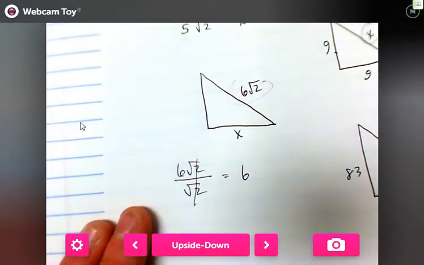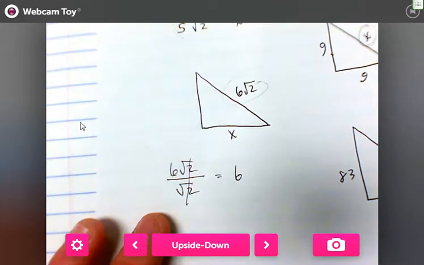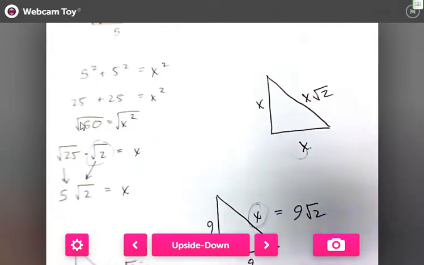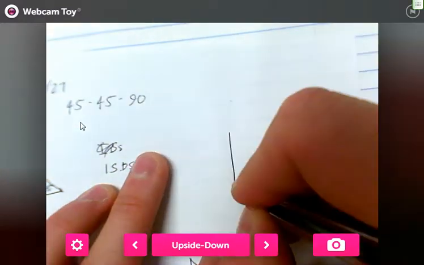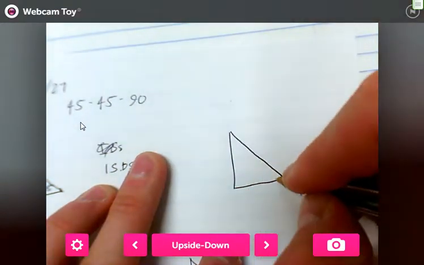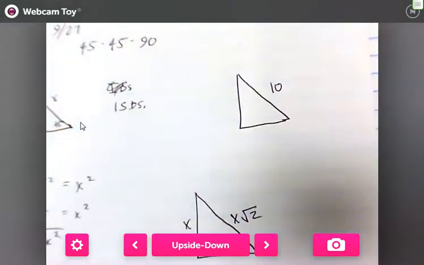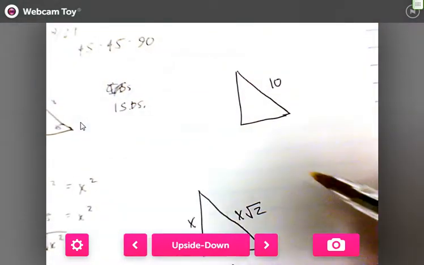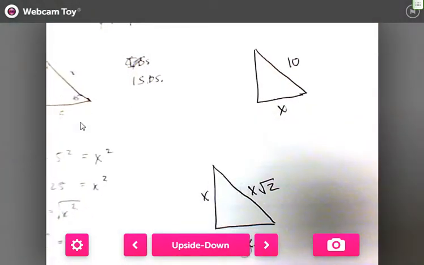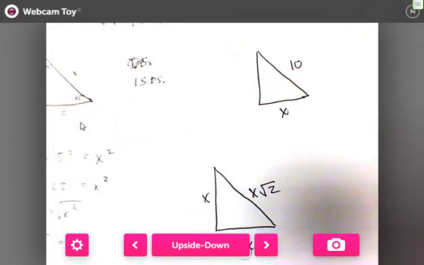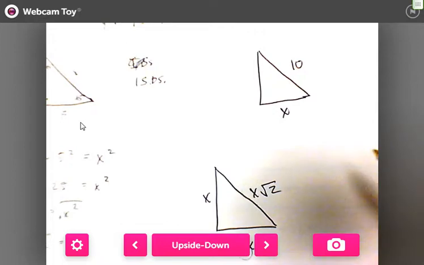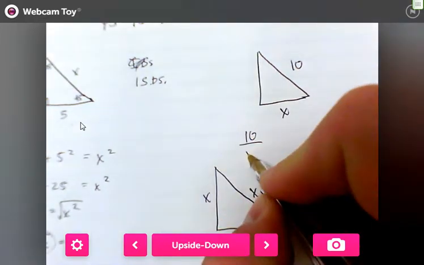So Jaden, you had the right answer. I'm just pressing you. Very last one, I promise. Okay, so we got this triangle right here. Let's say this is 10. So how do we find x now? If the hypotenuse is 10, how do we find x? Divided by square root 2. Divided by square root 2, right. So we'll take 10 divided by square root 2.